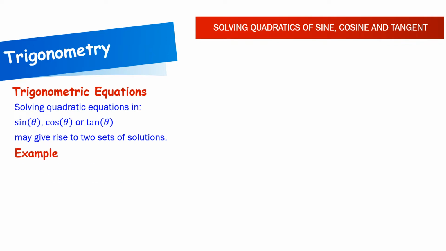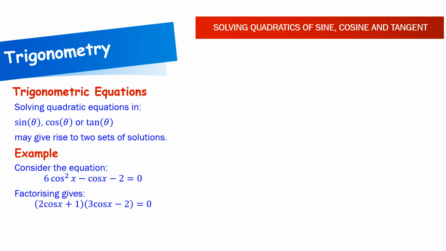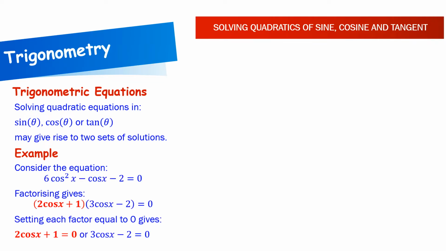So, for example, consider the equation 6 cos squared x minus cos x minus 2 equals 0. Factorizing gives us 2 cos x plus 1 times 3 cos x minus 2 equals 0. Then setting each factor equal to 0 gives either 2 cos x plus 1 equals 0 or 3 cos x minus 2 equals 0.